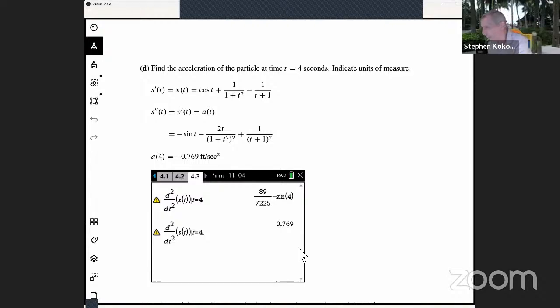I like that. And to finish up here, find the acceleration of the particle when t is equal to 4 seconds and indicate the units of measure. Well, I found the second derivative analytically and plugged in t equal 4. I also did that on my calculator and noticed that I can also find the second derivative analytically. What is that? 89 divided by 7,225 minus the sine of 4, which is too cool. And the second derivative, the numerical approximation, is 0.769. The units here, I believe, would be feet per second squared.